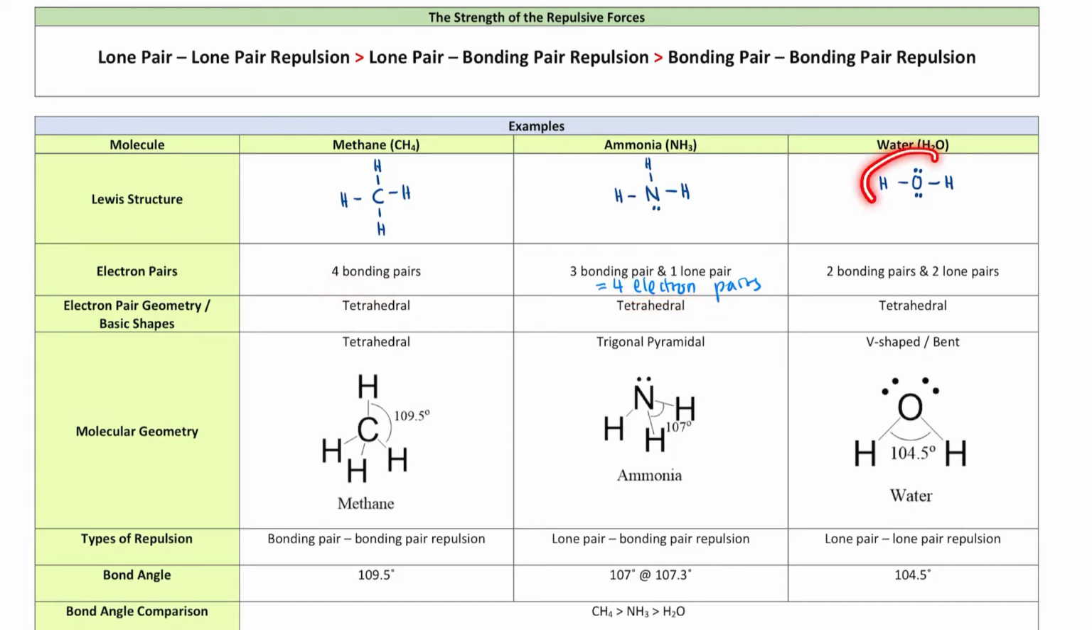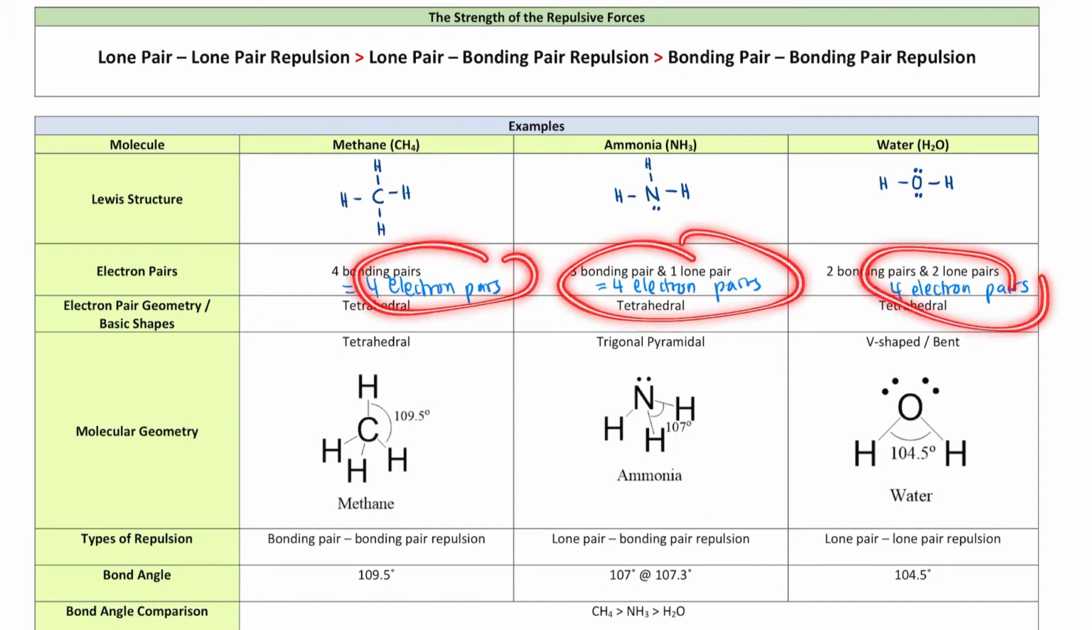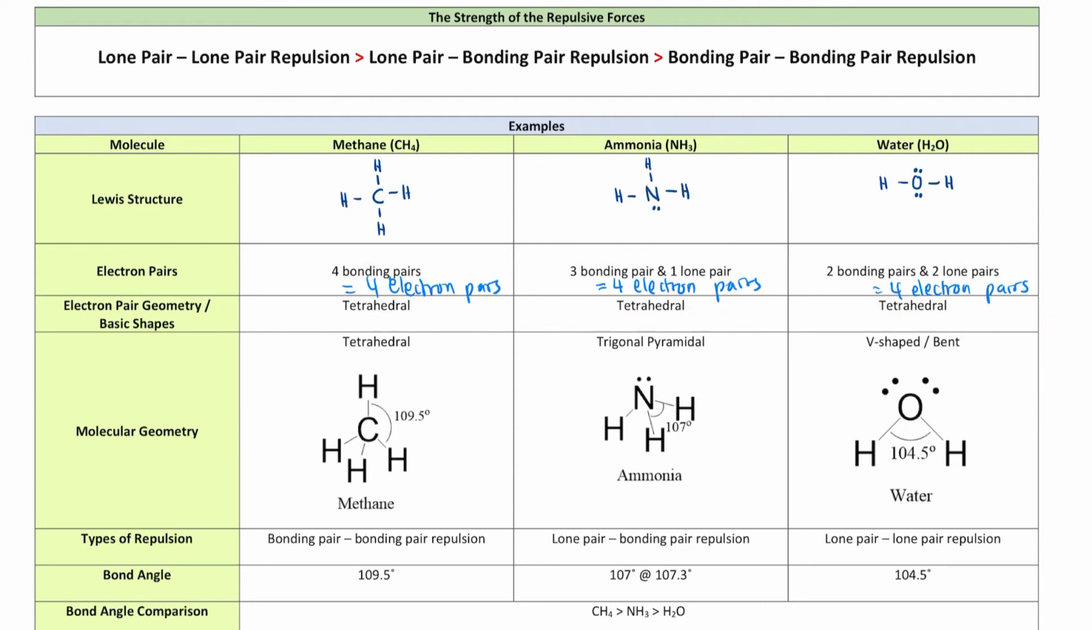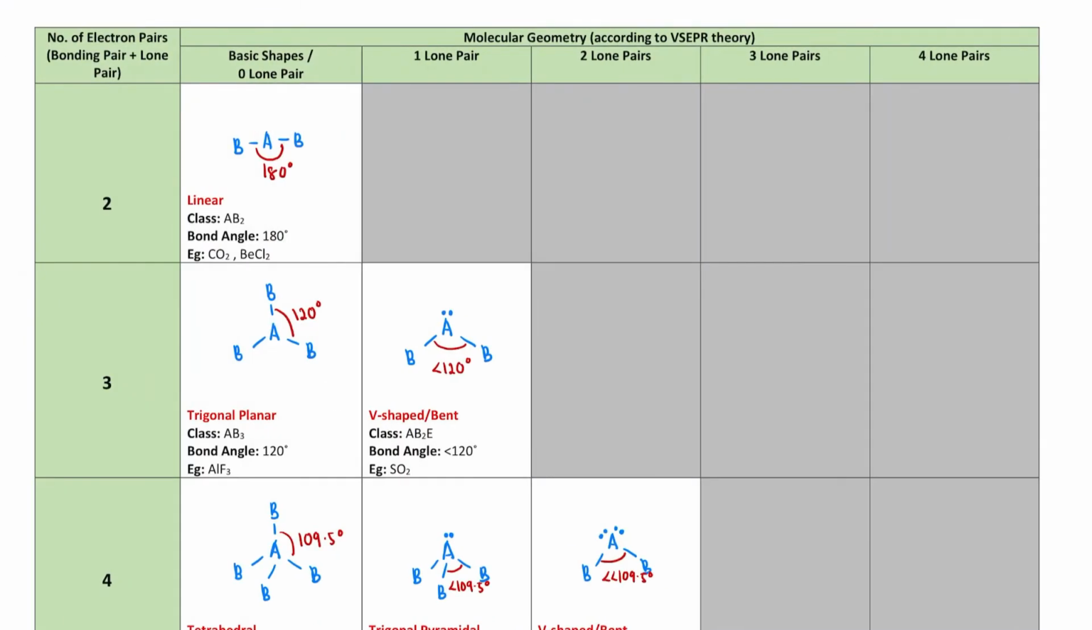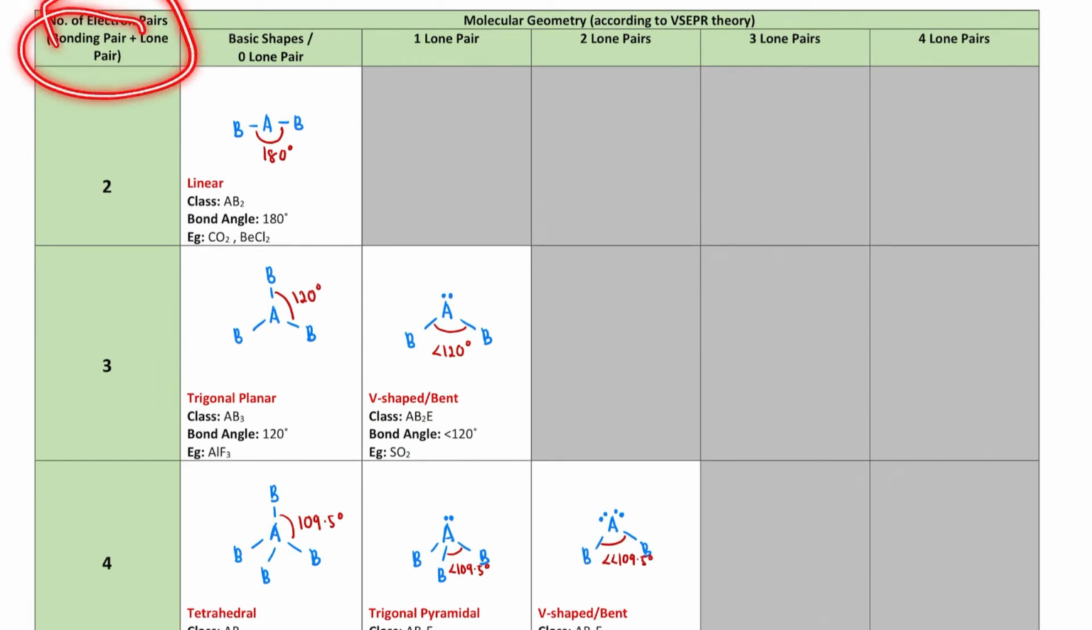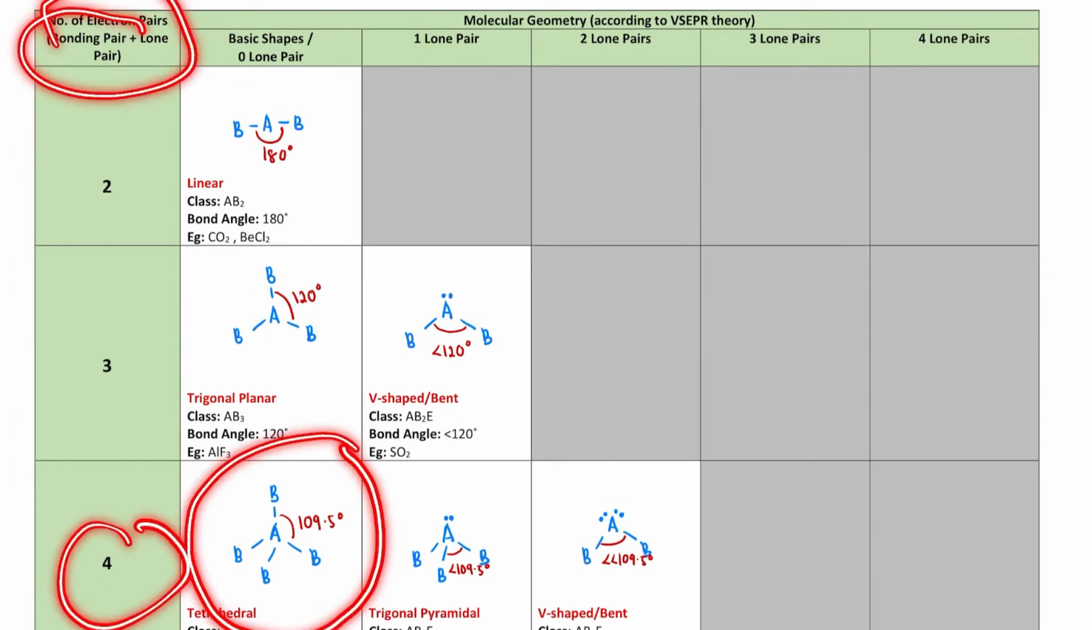Okay, so for water molecule it is the same, 2 bonding pairs and 2 lone pairs. So 2 plus 2 equals 4 electron pairs too. Okay, so we can conclude that all the molecules here, that I drew in this table, are actually molecules that have 4 electron pairs. Okay, so before this, we already know how to determine the molecular geometry of a molecule. If it has 4 electron pairs, we refer to this one, 4 electron pairs. That means the shape should be tetrahedral.